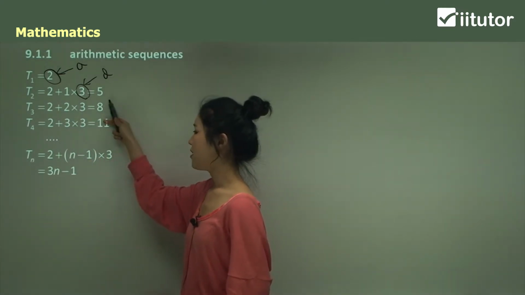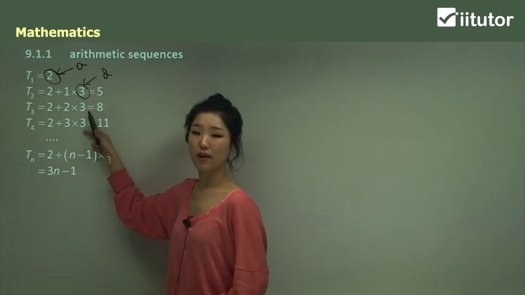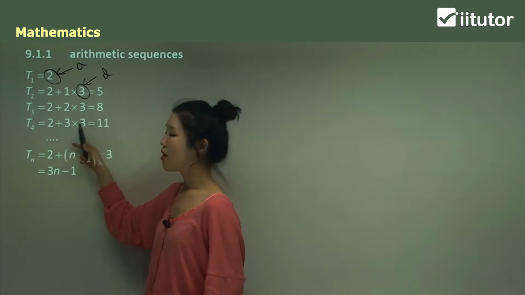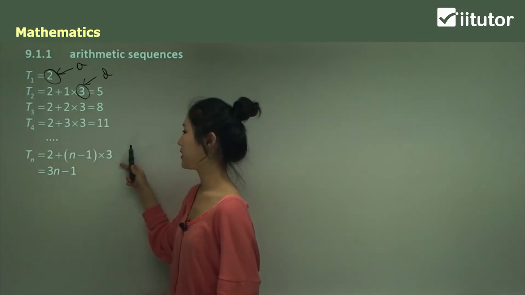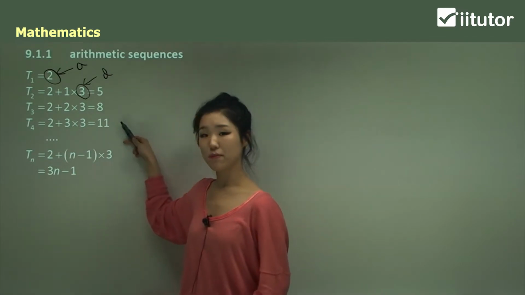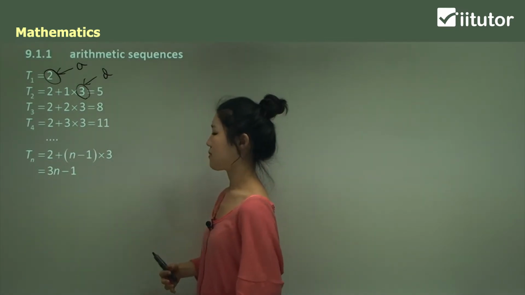Okay, and that's 5. Now to get to the third term, we do 2 plus 2 times 3. Okay, and then we get 8. And of course the fourth term, we go 2 plus 3 times 3, and that's equal to 11. So have a look at your final numbers. 2, 5, 8, 11. See how it's going up by 3 like a pattern? Okay, so we've got an arithmetic sequence.